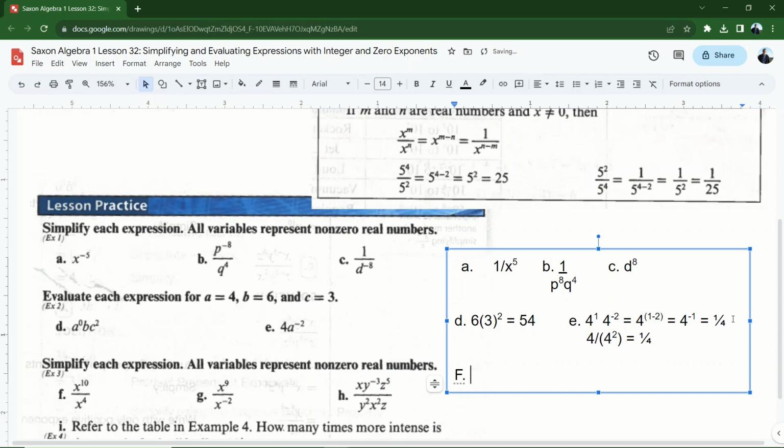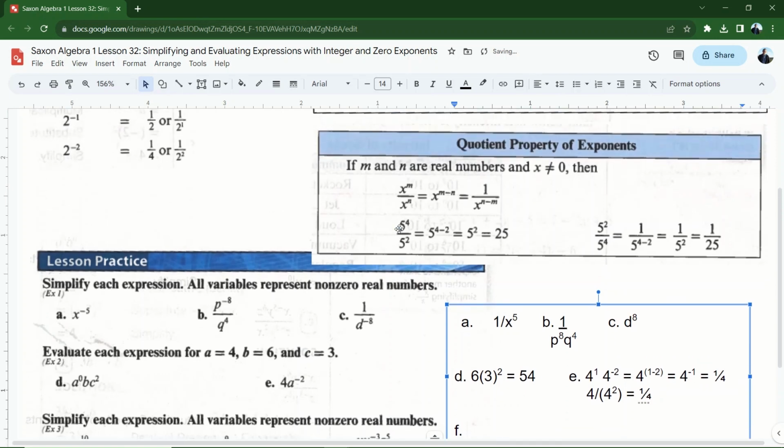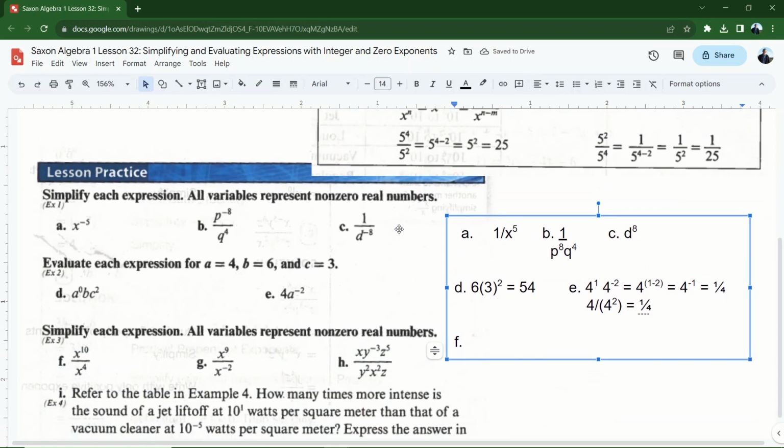All right, letter F. Now we're going to start using the subtraction property, or the quotient property of exponents. Okay, the quotient property, which is going to cause me to subtract. X to the 10th over x to the 4th is going to be the same as x to the 10 minus 4.